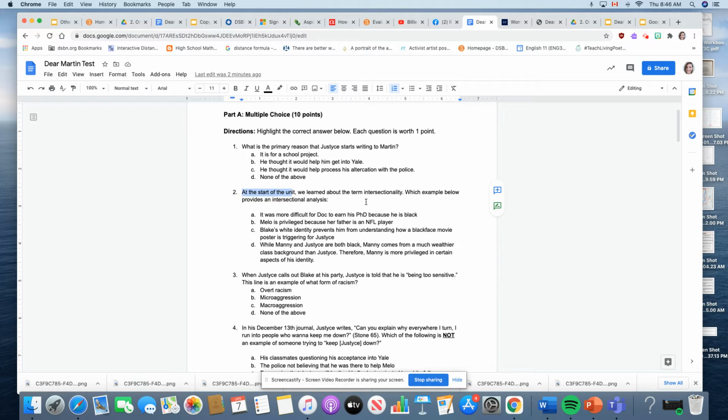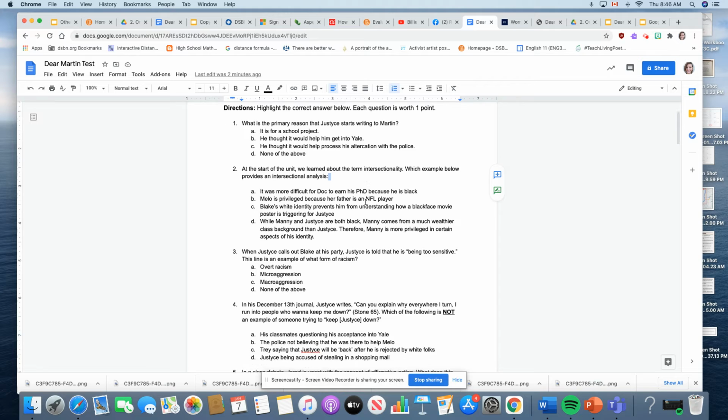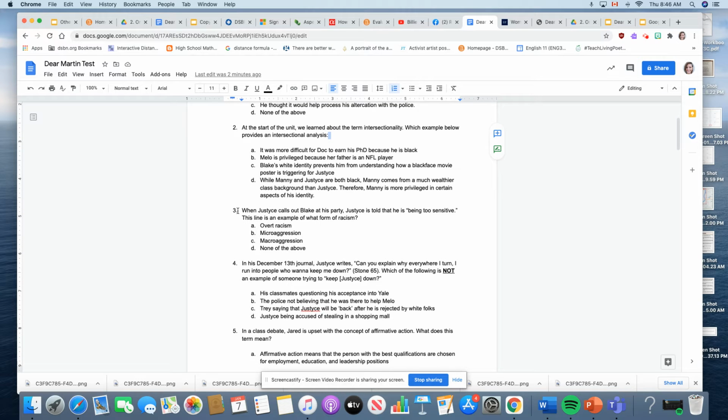So those are Dear Martin lesson number 1, Dear Martin lesson number 2. Or I'll give you kind of a signifier of the text. So when Justice calls blank out of his party, he's told that he's being too sensitive. For stuff like this, you can just use a Control F function in order to find it in the text if you don't remember.